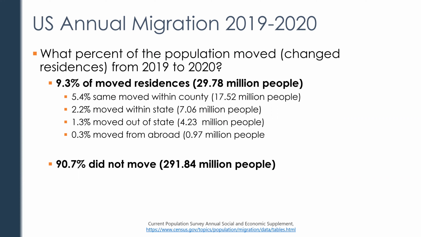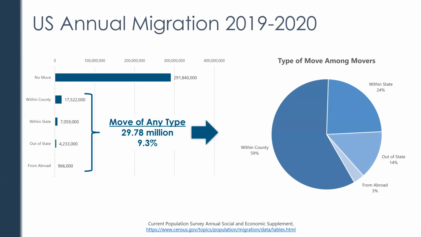And then we have, just as kind of putting a point on this, 91% didn't move. So 291 million people didn't move from 2019 to 2020. So again, kind of driving that number home, just kind of putting these in perspective. 30 million people moved of any type, whether within county, within state, out of state, but 290 million didn't move.